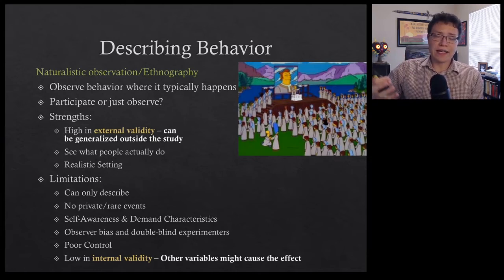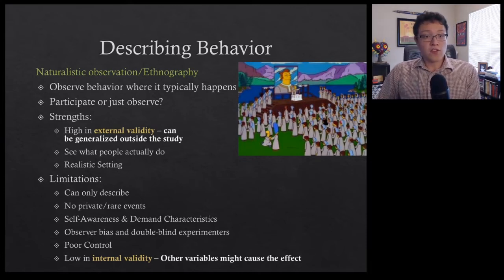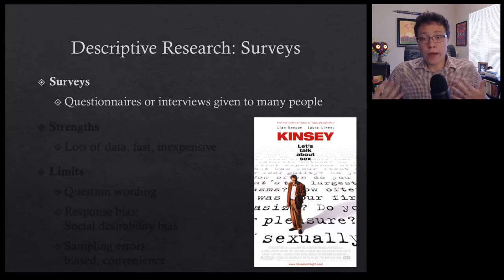So recognizing that is a limitation, because we're not sure if our variables are the exact variables that might be causing what we see here. That also goes with poor control, because we're not having any control. So again, low internal validity here. Describing behavior is the most obvious way that we can study social psychology, but it's not the only descriptive way that we can do this.